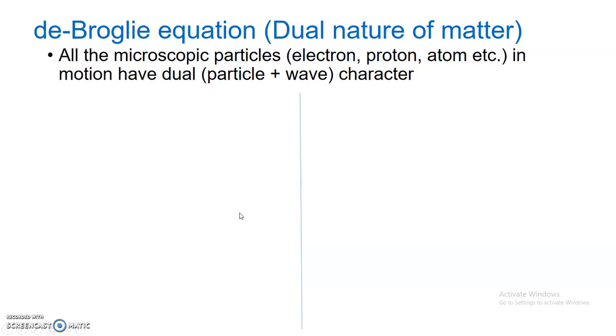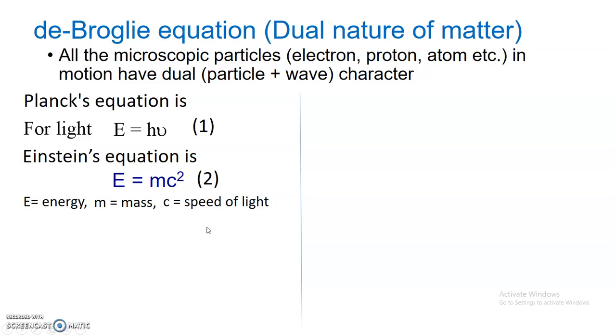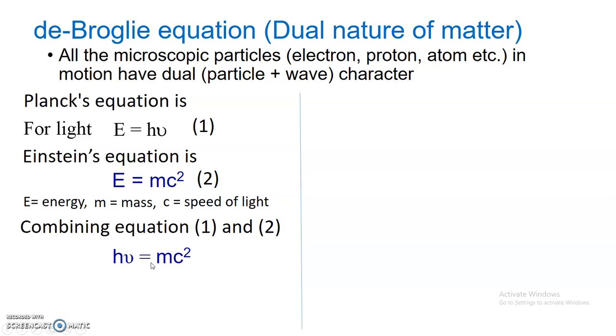Now in order to get the de Broglie equation, first of all you consider Planck's equation. According to Planck's quantum theory, for light E is equal to h nu, where E is energy, h is Planck's constant and nu is frequency. According to Einstein's equation, you know that E is equal to mc square, where m is mass and c is velocity of light. Now by combining both the equations, that is equation number 1 and equation number 2, we get h nu is equal to mc square.